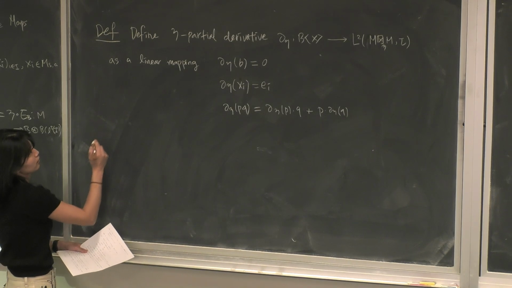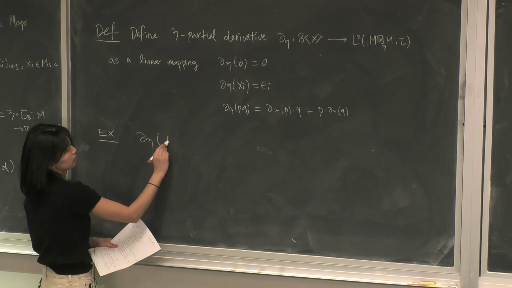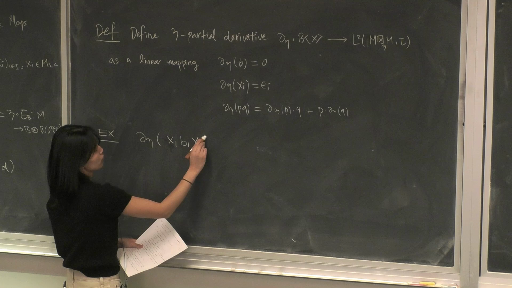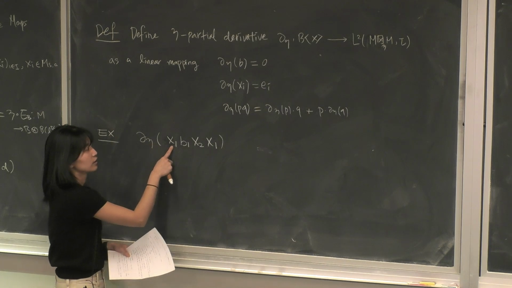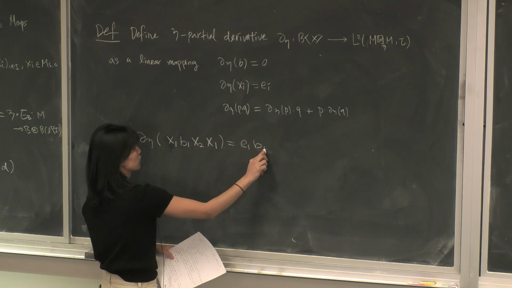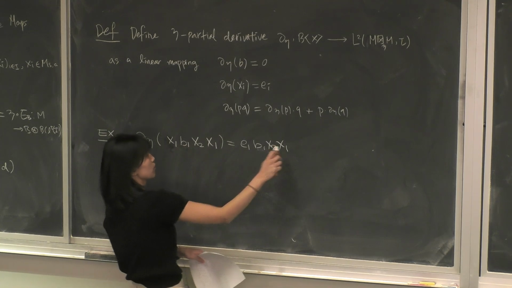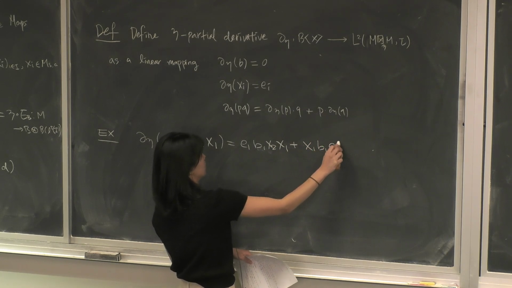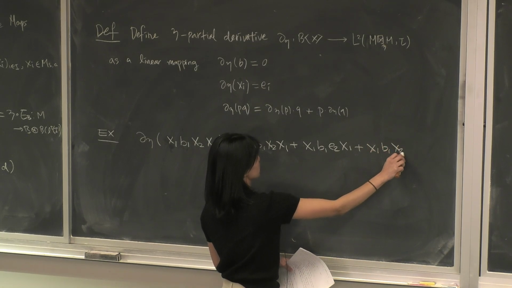Let's see an easy example. Partial eta of x1, b1, x2, x1. You apply partial eta on the first x1, then it becomes e1, and the rest just as they are. And b1, it's 0, so there is no term for that. And for x2, and the last one is x1, b1, x2, e1.